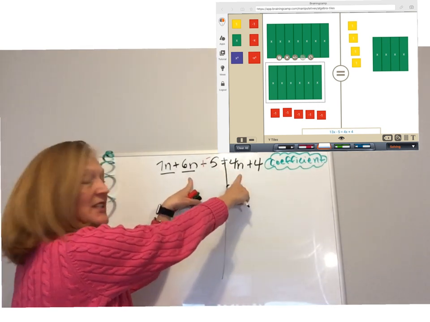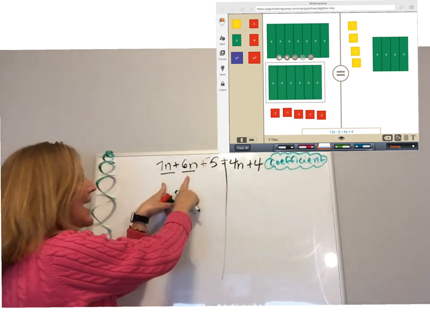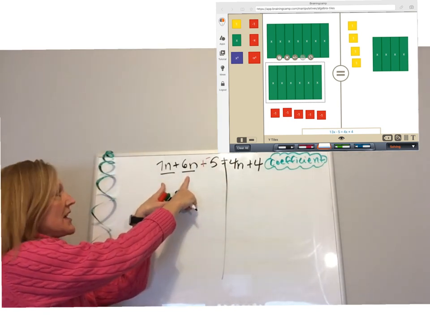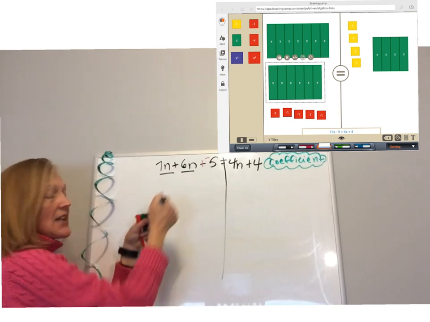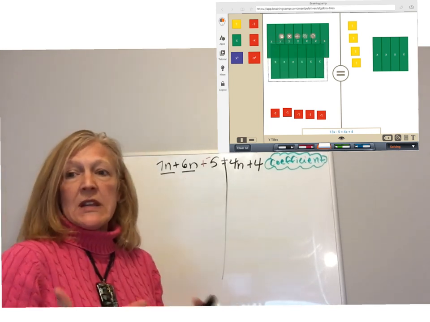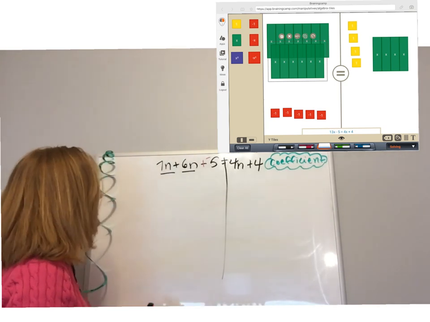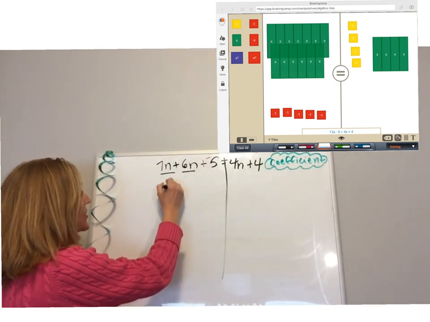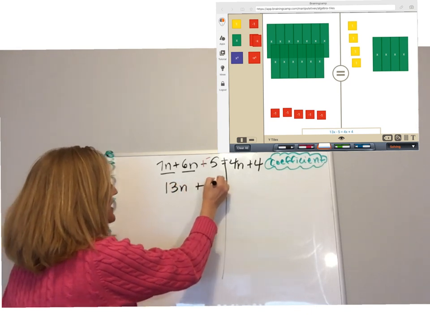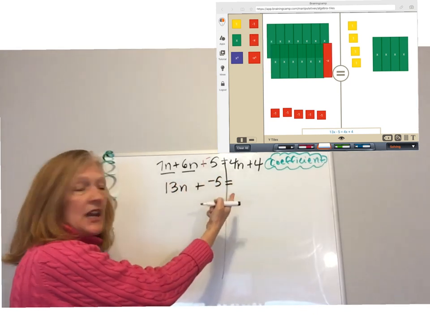Now be very careful. We are not combining these. They're on the opposite sides of the equal sign. But on this side of the equal sign, these are 7 n's and 6 n's. We can put them all together. They're just a bunch of green n's, green x's, if you will. So we're going to combine like terms, and that's going to give us 13n plus negative 5. This side hasn't changed.